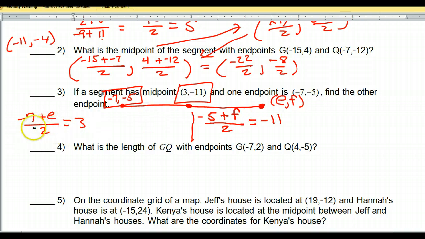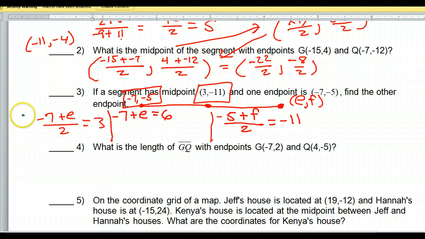If I multiply by 2 on both sides, that's going to give me negative 7 plus e is equal to 6. Okay, because I just multiplied by 2. If I add 7 on both sides, that's going to give me e is equal to 13. Okay, I did plus 7 plus 7. I just don't have a lot of room.